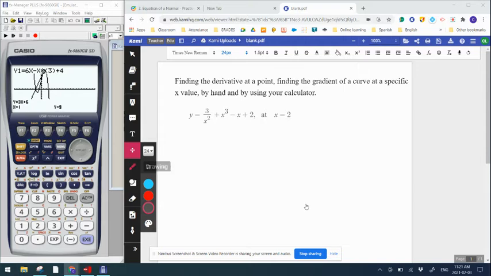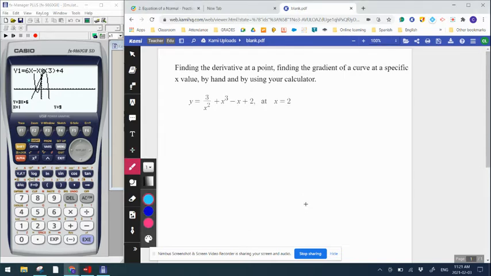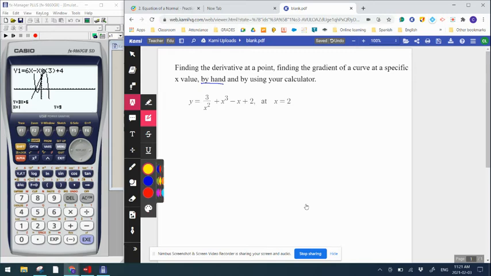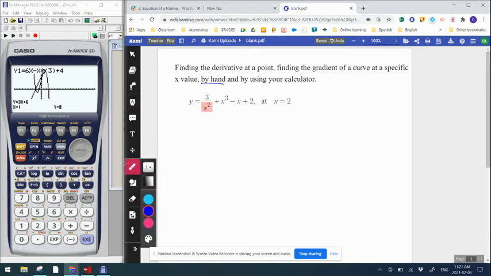So by hand, of course, the first thing we're going to have to do is find our derivative. Of course, we have a red flag here. We have something in the denominator that we are going to have to move up to the numerator, so we're going to have to deal with that first. So this is going to turn into y equals 3x to the negative 2 plus x cubed minus x plus 2.